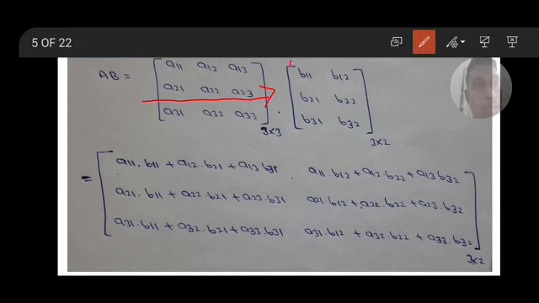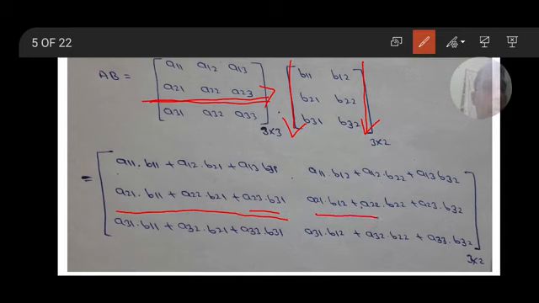Next, second row, first column: A21 into B11 plus A22 into B21 plus A23 into B31. Next, same second row, next second column: A21 into B12 plus A22 into B22 plus A23 into B32. Second row is over.